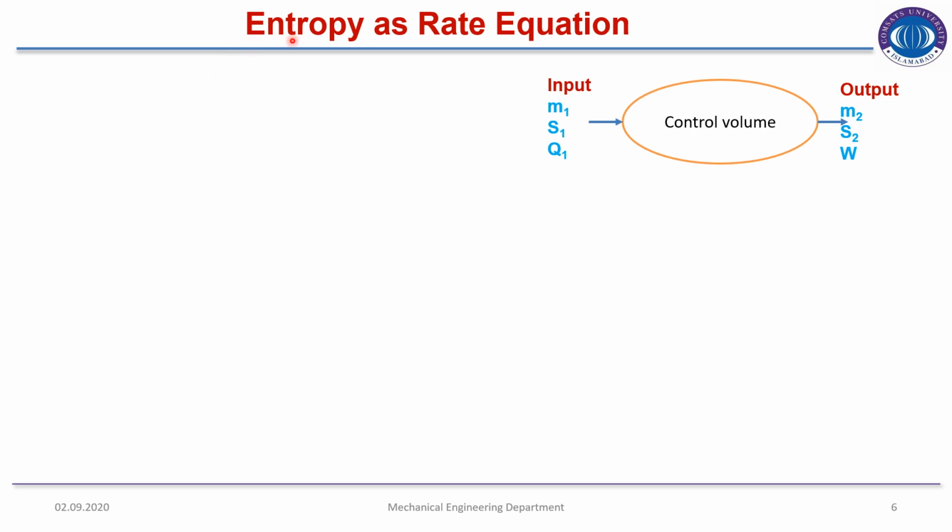So the topic is entropy as a rate equation. You should remember that rate means per unit time. When we discuss heat transfer, we usually take the term Q dot. The unit for Q dot is kilowatt or watt or kilojoule per second, which means heat transfer per unit time. So when we discuss entropy as a rate equation, it means entropy transfer per unit time.